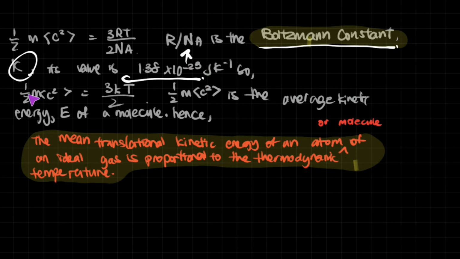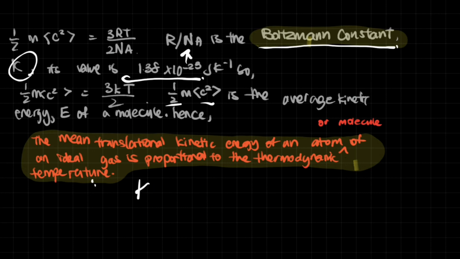So 1/2 m v squared is 3/2 kT, where k is the Boltzmann constant. This is basically the average kinetic energy. So we finally get the conclusion, which is that the mean translational kinetic energy of an atom or molecule of an ideal gas is proportional to the thermodynamic temperature.